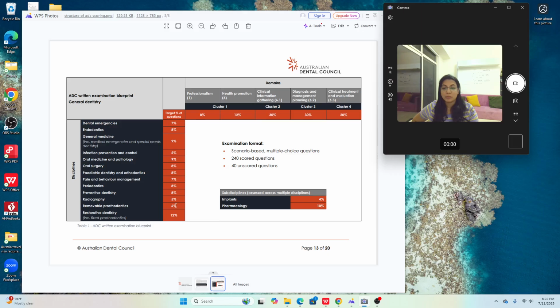Then you have removable prosthodontics as a different topic. So imagine 12 plus 6% is 18% of questions on restorations. It's important that you get these questions right. Radiography, preventive dentistry, pain and behavior management, and pediatric is 8%, and oral medicine and pathology is 9%. Then you have implants and pharmacology at 10%, where they will ask those BRONJ, MRONJ questions.